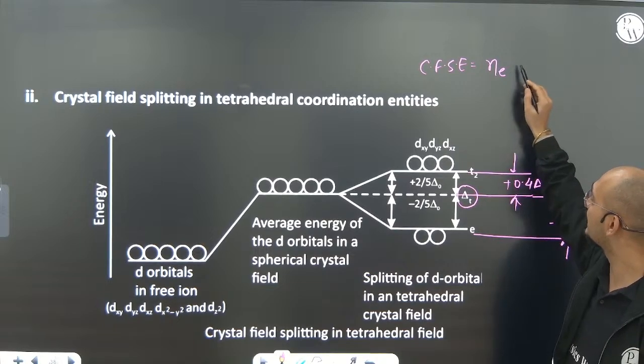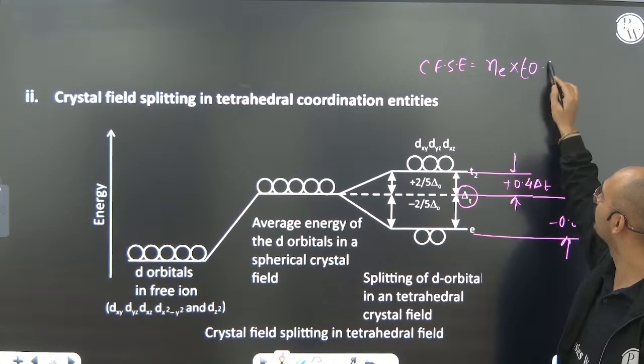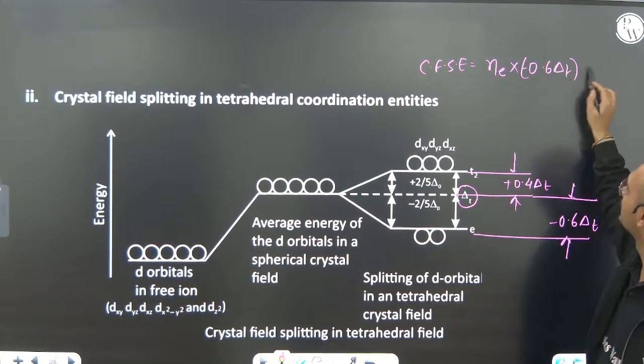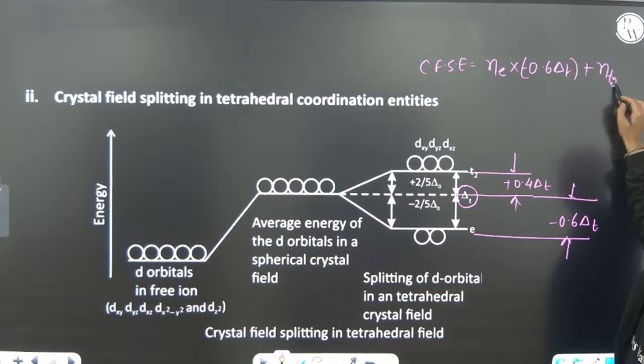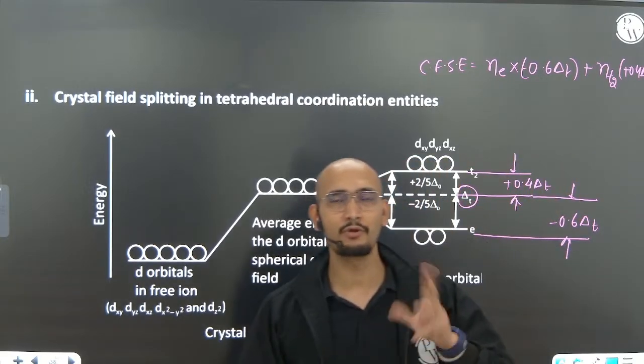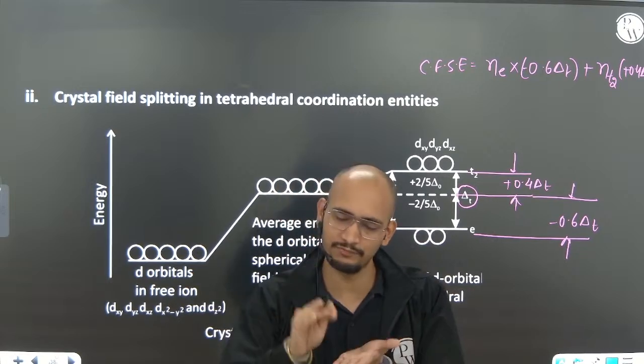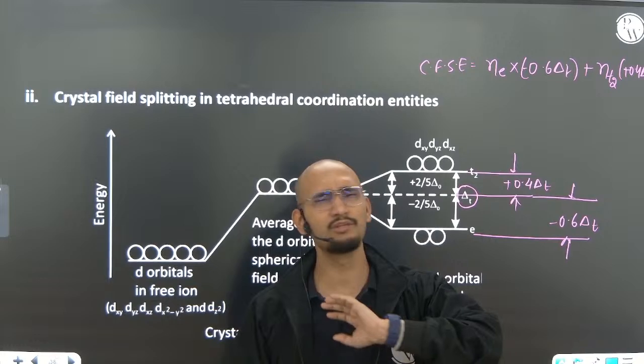So number of E electrons multiplied by minus 0.6 delta T plus number of T2 electrons multiplied by plus 0.4 delta T. तो यहाँ पे पेयरिंग की बात मत करो क्योंकि यहाँ पे पेयरिंग ड्यू टू स्ट्रॉन्ग फील्ड और वीक फील्ड लिगेंड का इशू ही नहीं होता है. There is no issue. Why so? Because जो डिफरेंस बिटवीन डेल्टा टी जो होता है वो इतना कम होता है, पेयरिंग की जरूरत ही नहीं पड़ती.